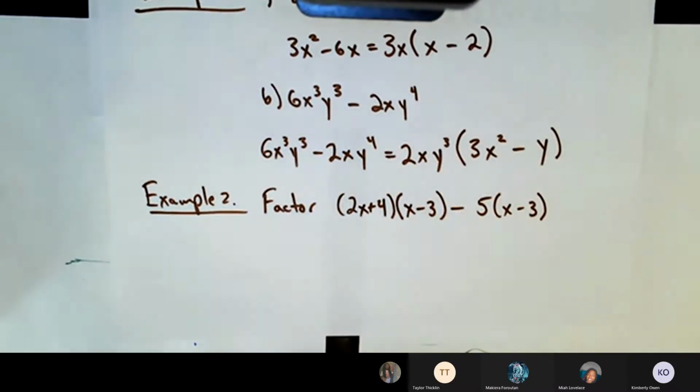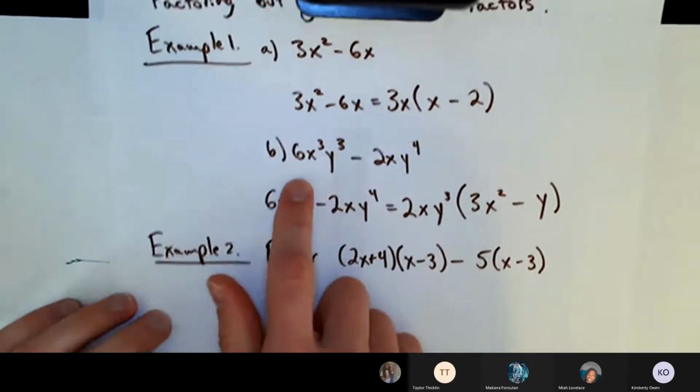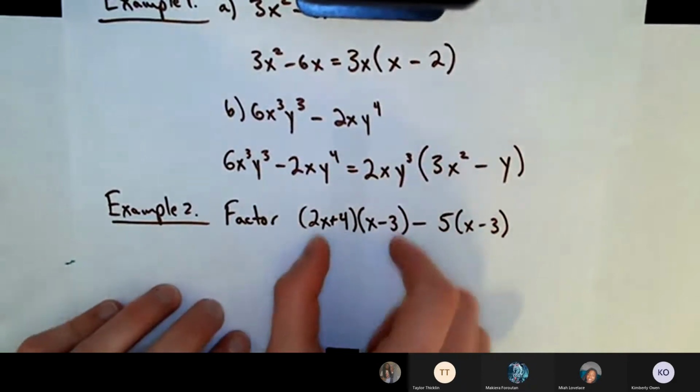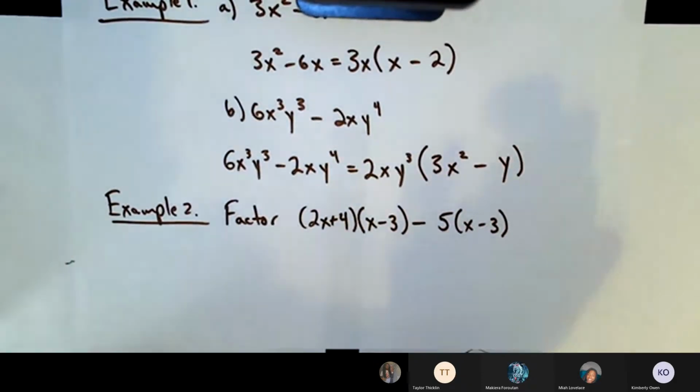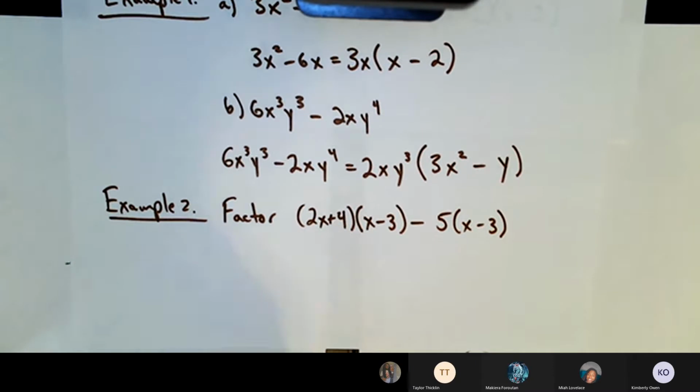Okay, so now I'm asking you to factor this whole thing. In other words, your two terms that you're looking at, whereas back here in example 1 the terms were like 3x squared and negative 6x, now the terms are this entire thing and this entire thing. But what do they have in common? So I'm looking for the greatest common factor. This one looks a little different, right? That's why it's its own example.